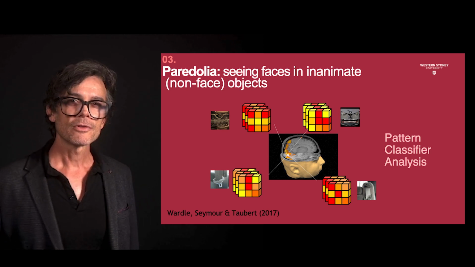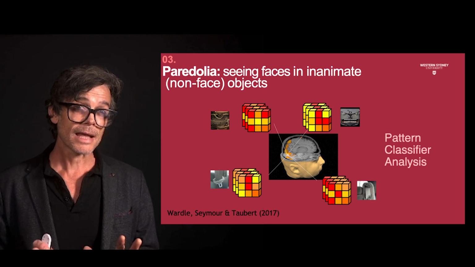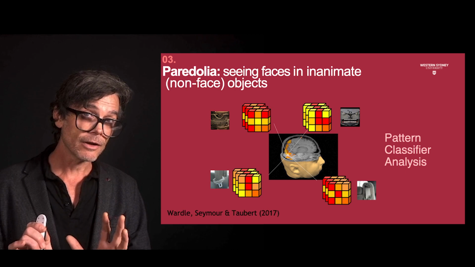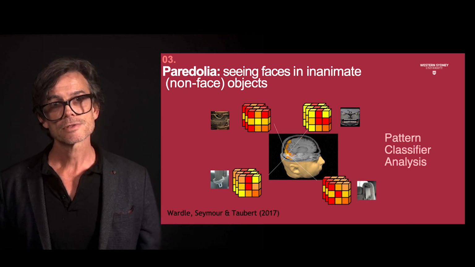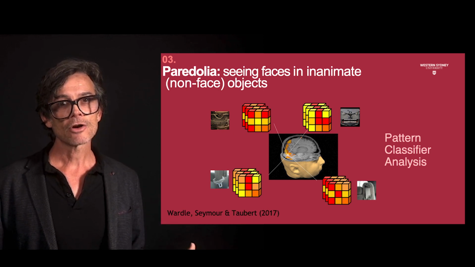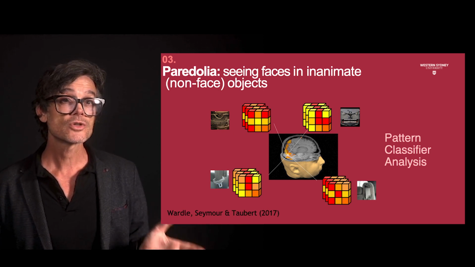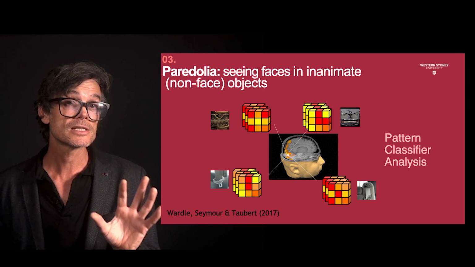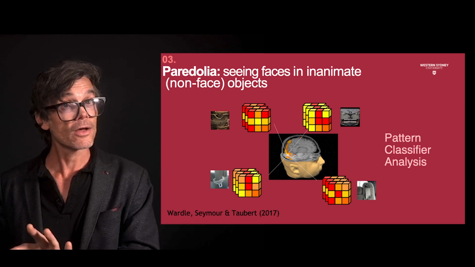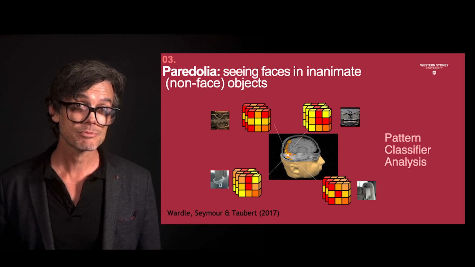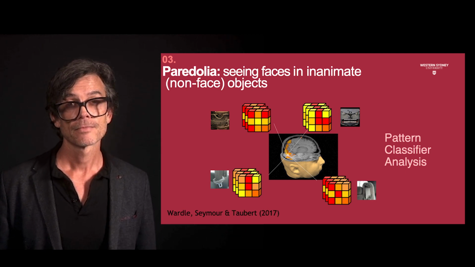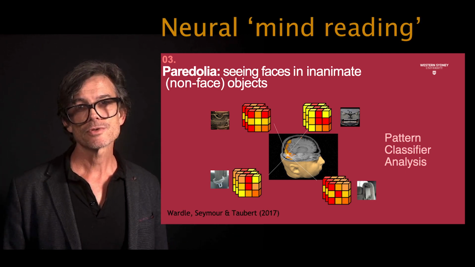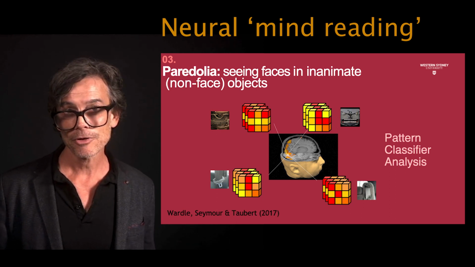This training algorithm essentially correlates specific patterns of activity in a particular brain area with a particular class of stimulus. In other words, the machine learning algorithm learned to distinguish whether an illusory face stimulus was presented or whether a non-face stimulus was presented, based entirely on the brain activity. This is often referred to as a neural mind reading paradigm.